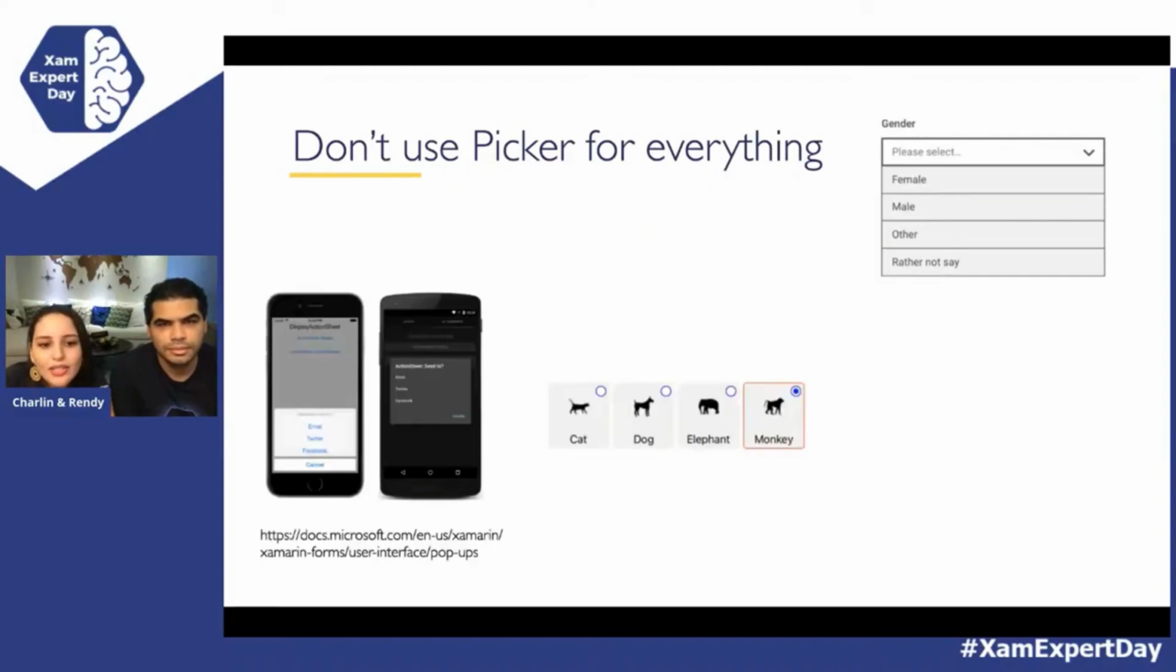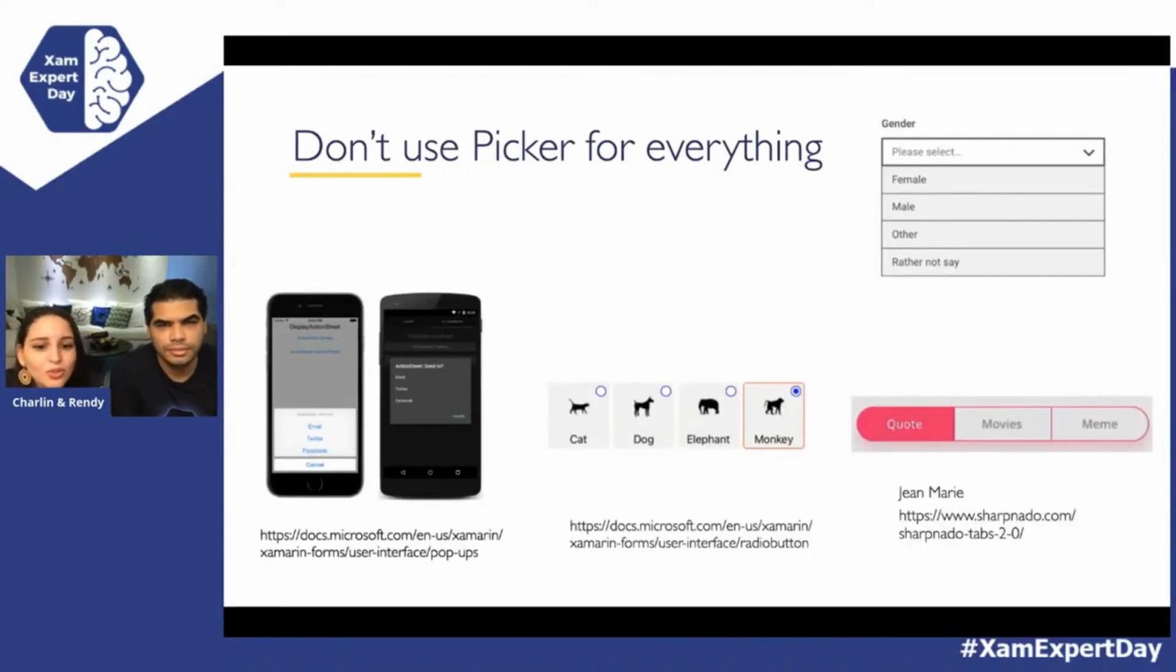So for those cases, probably the best option is to use a radio button or something else. But there are also other options. Xamarin Forms has an action sheet. You can use the tab of Sharnado. Yeah, I think it's Sharnado. So there are some options that you can use. The idea of this slide is that not everything is a picker. There are a lot of options that you can use.